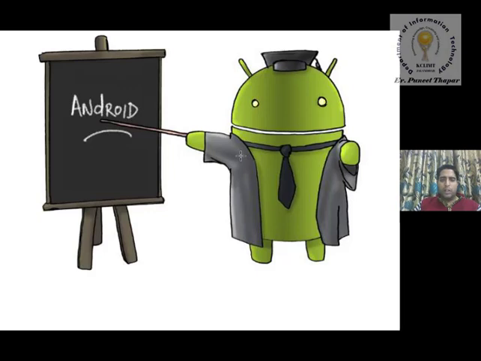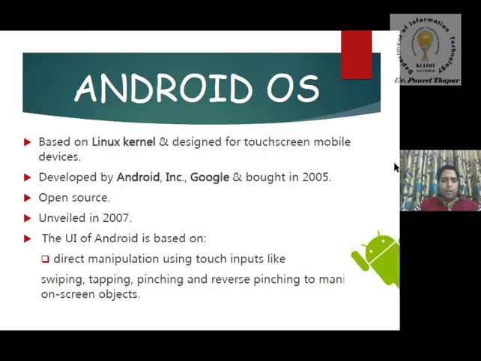The Android operating system is based on a Linux kernel and designed for touchscreen mobile devices. It was developed by Android Incorporated, which Google bought in 2005. After that, it was made open source and unveiled in 2007.